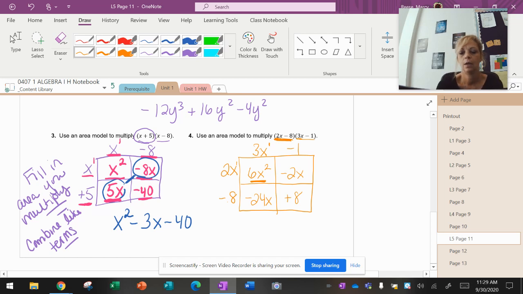Okay? And then we're going to combine these two right here. So I've got 6x squared. And remember, you're done multiplying. You're just going to add like terms. So I got a negative 24x and a negative 2x. Make a negative 26x plus 8. And that's it. Okay? All right.